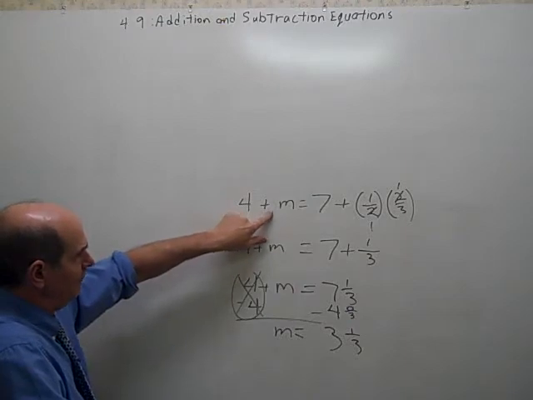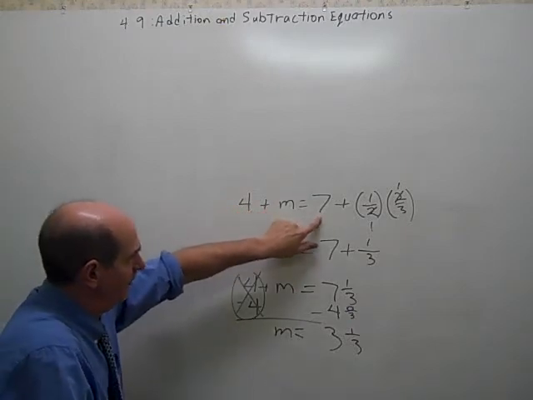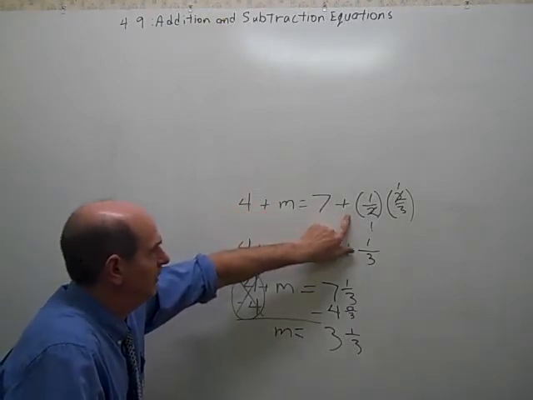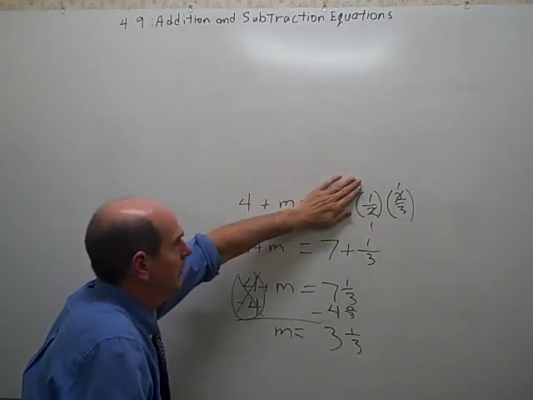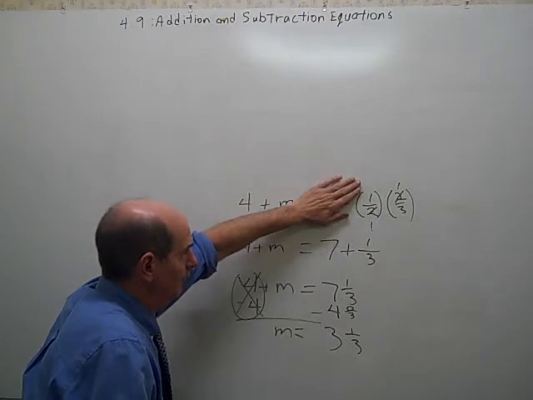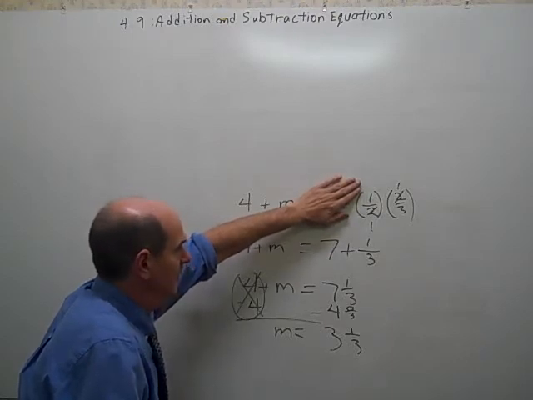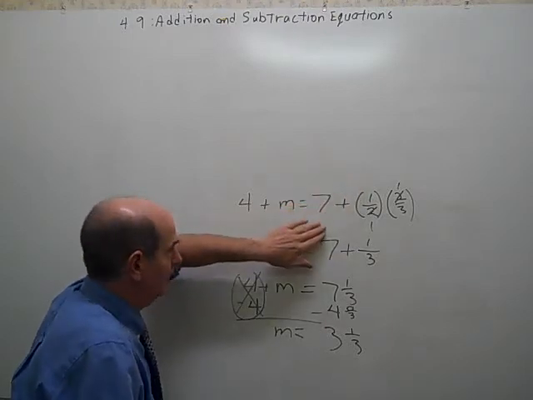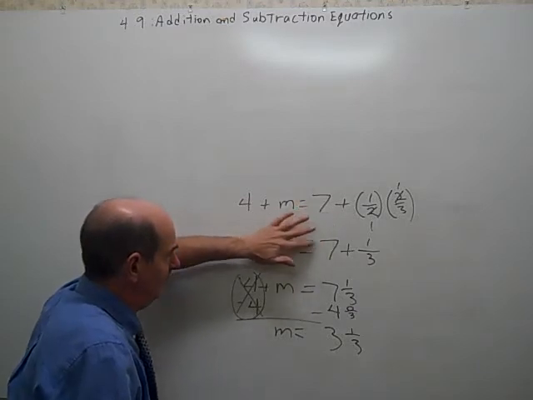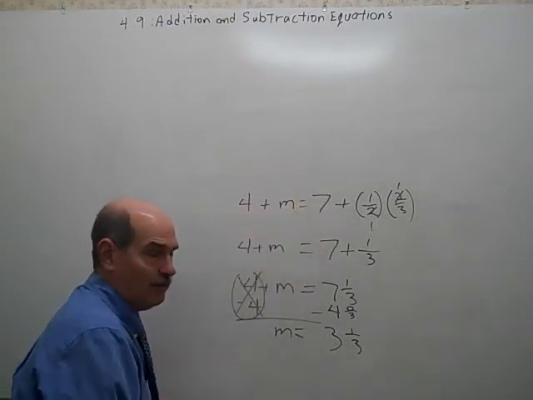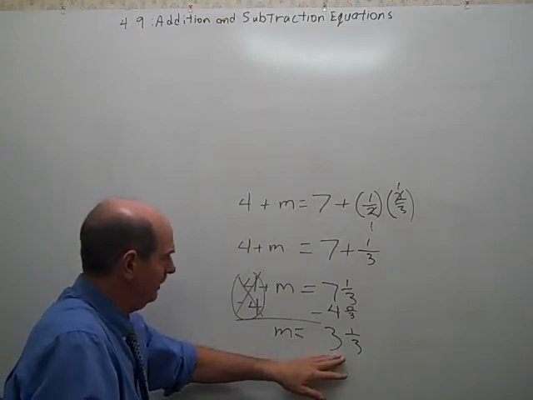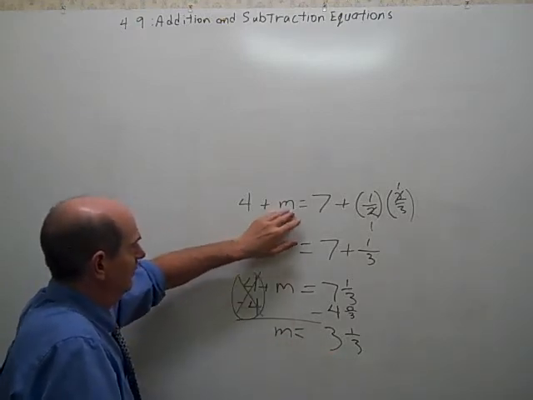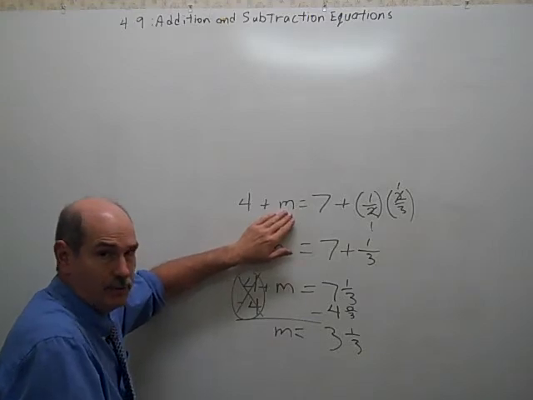And we want to check: 4 plus 3 1/3 is 7 1/3, and 7 1/3 equals 7 plus, I hadn't thought about this before, but what's half of 2/3? Didn't really need to go through all this stuff. Half of 2/3 is 1/3. So you probably could have worked through this pretty quickly mentally. 7 plus 1/3 is 7 1/3. Yeah, the answer checks out. So that's your last step. Put the value that you have for the variable back into the original equation and make sure that it's reasonable.